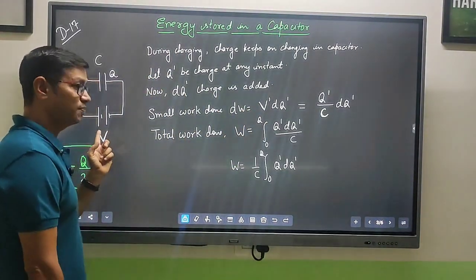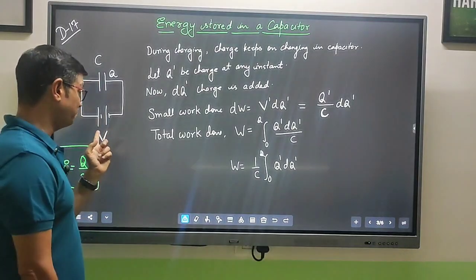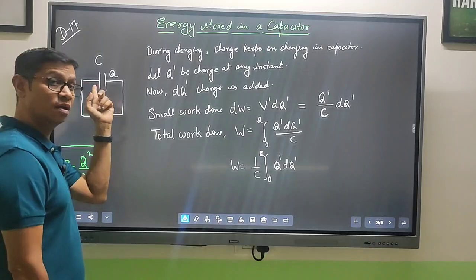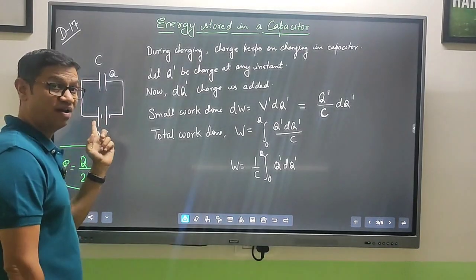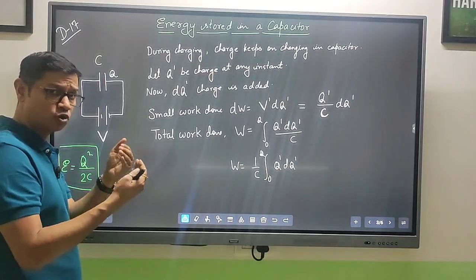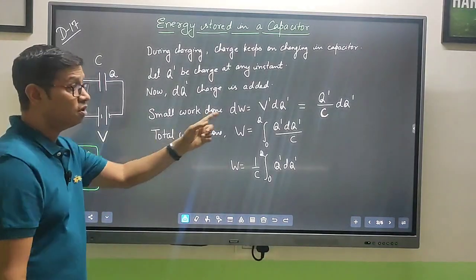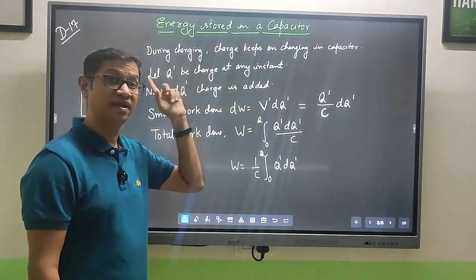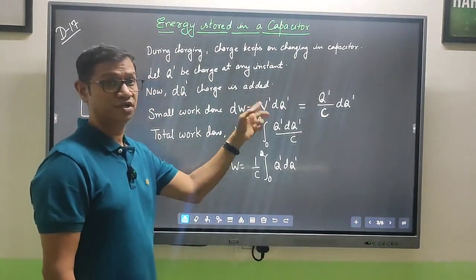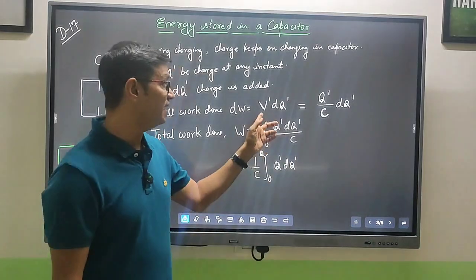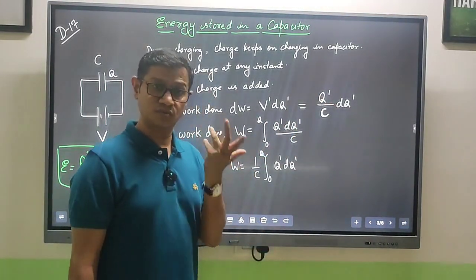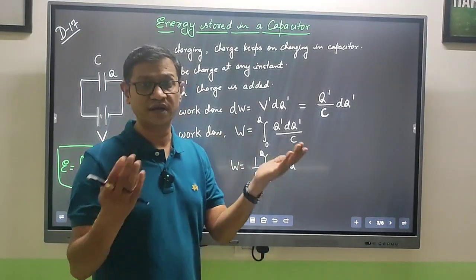Don't take it this way. Eventually the potential difference across the capacitor will come as V in the final state, but currently it is increasing because slowly the charge is increasing. So you cannot keep it V here, because V is the final potential difference across the plates of the capacitor. It has to be some value V dash. Whatever that value is, V dash at that instant has to be equal to Q dash by C, because Q is equal to CV is true at all instants.